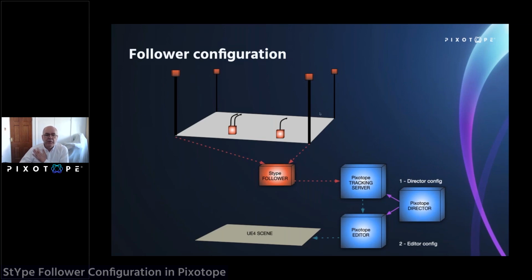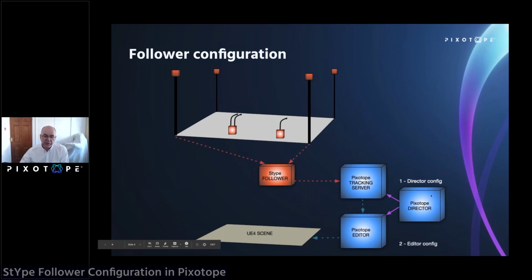We have 4 cameras, and the follower units are within that volumetric space. We then take the data from the cameras, it comes through the stYpe follower box, and it's passed across to the Pixotope tracking server.